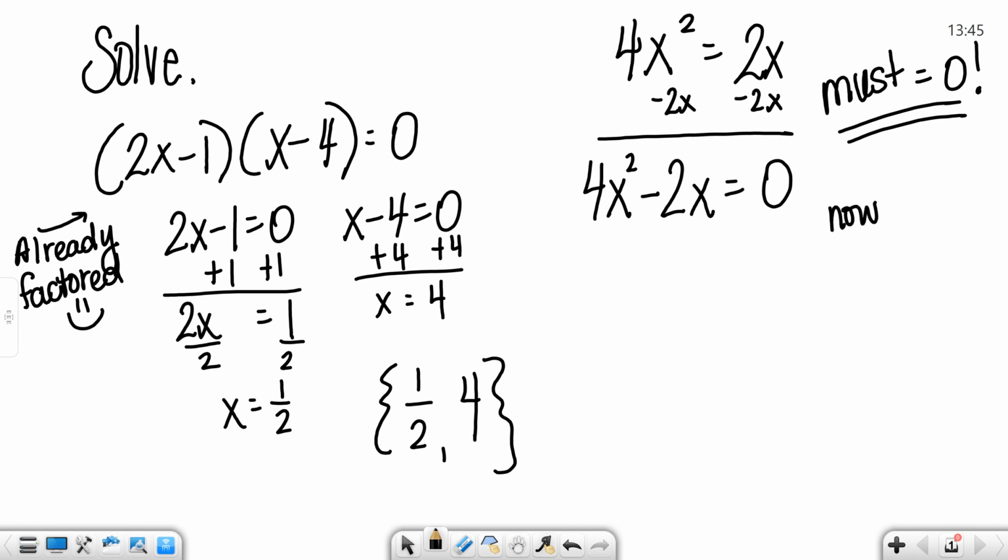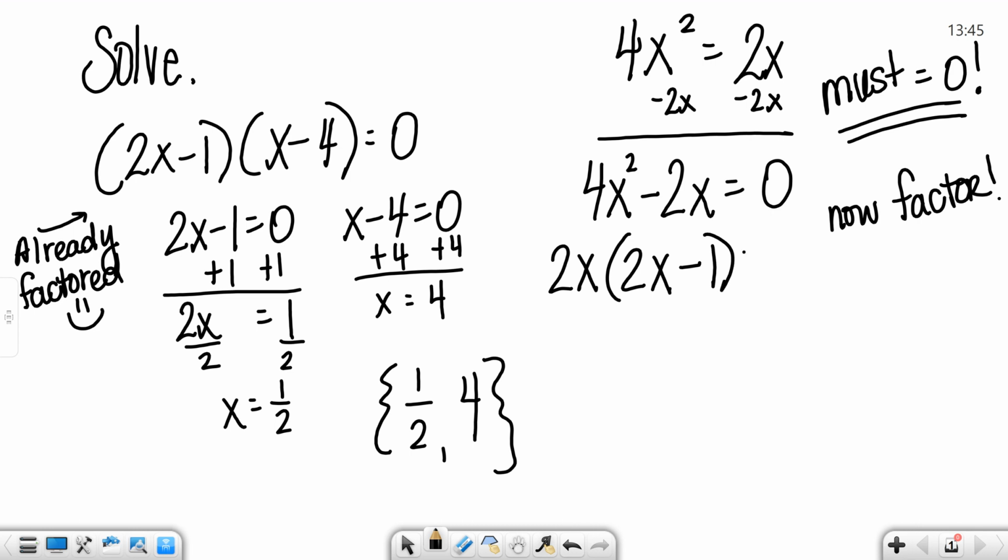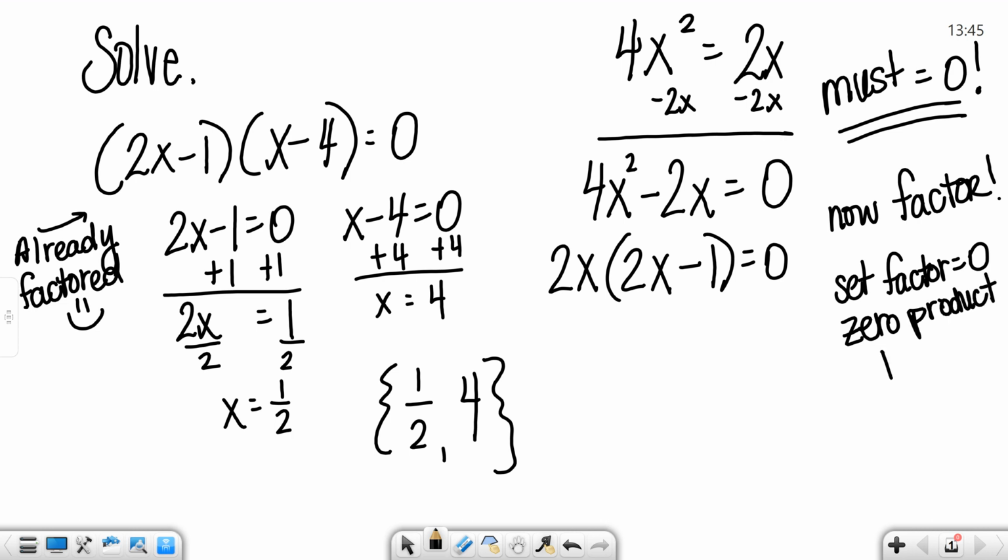So now I factor. I go through my little process. Is there a greatest common factor? Yes, there is. It is 2x. When I divide it out, I'm left with 2x minus 1. Once you have your expression completely factored, now you set each factor equal to 0. That's that 0 product property. The directions will use that phrase, so I want you to know what it's talking about. The 0 product, I think they say principle, not property.